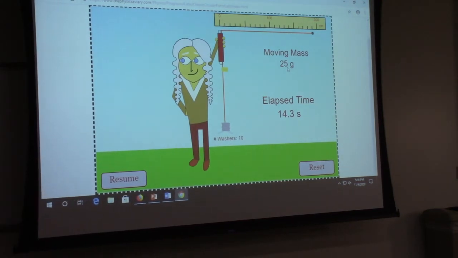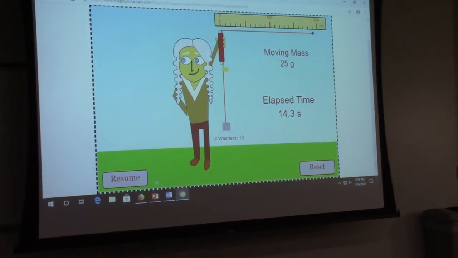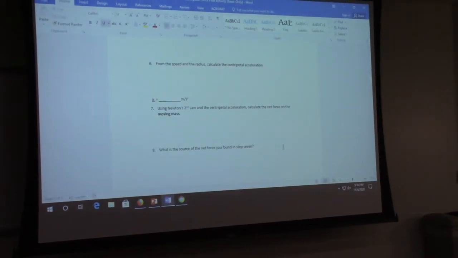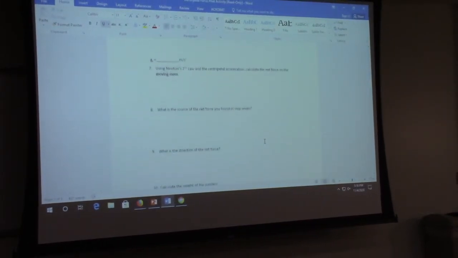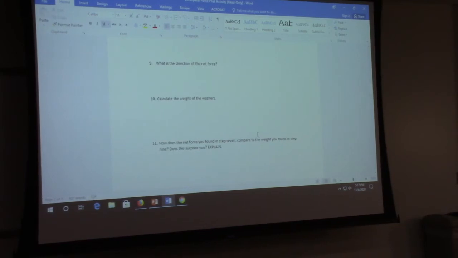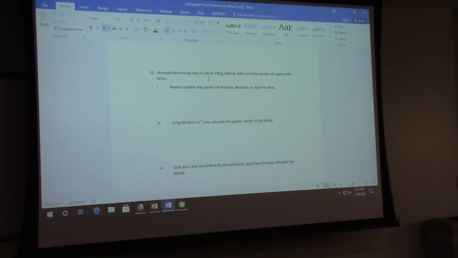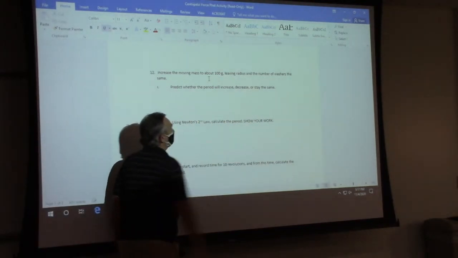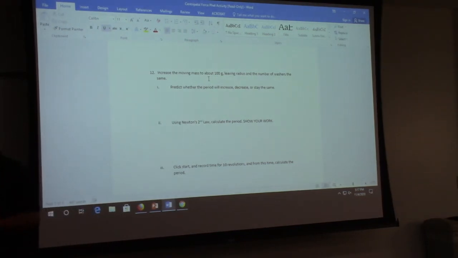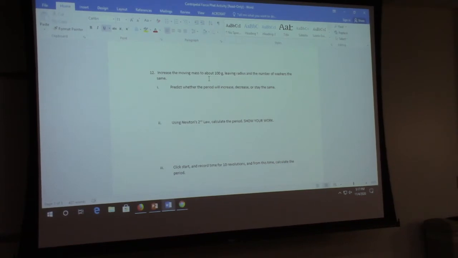Okay, and then you can go through the rest of this yourself by changing a few different things around. What's the source of the net force? Well, it's the tension. I don't want to say too much. And then number 12 here, increase the moving mass to 100 grams. So change that, go through, predict what will happen to the period, that sort of thing. This doesn't mean just guess off the top of your head what will happen to the period. It means use the equations that we have to come up with what you think will happen to the period.